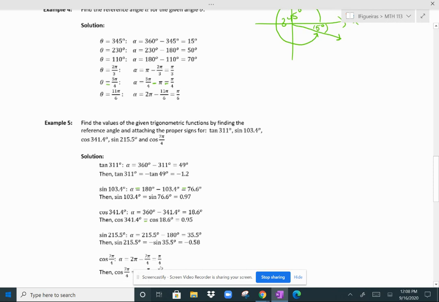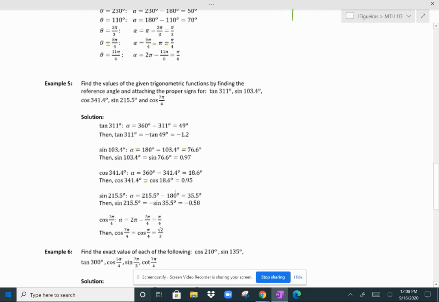All right, now we're on the sine of 215.5 degrees. This angle is in quadrant 3. How do you find the reference angle in quadrant 3? Take 215.5, subtract 180, and we get 35.5. So the sine of 215.5 is equal to the negative of the sine of 35.5. That's because in quadrant 3, sine is negative.